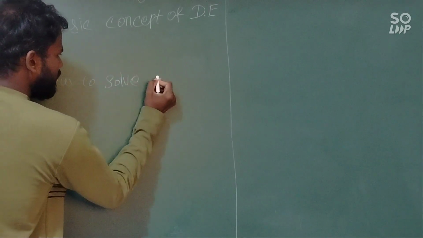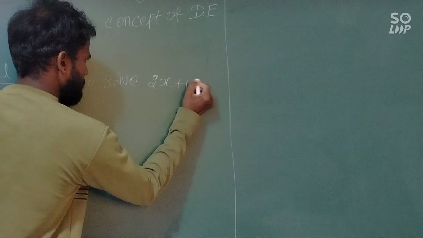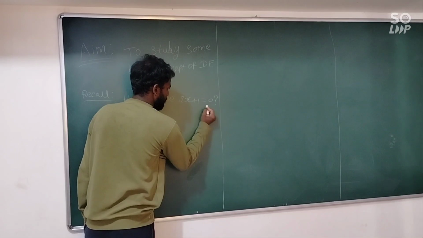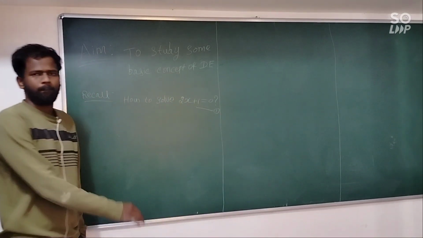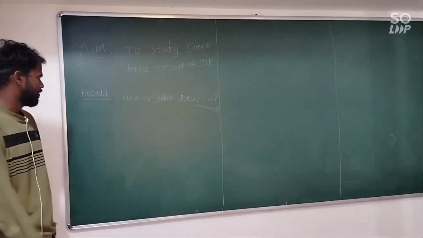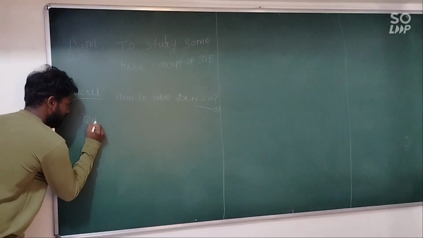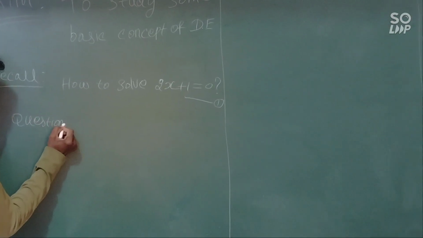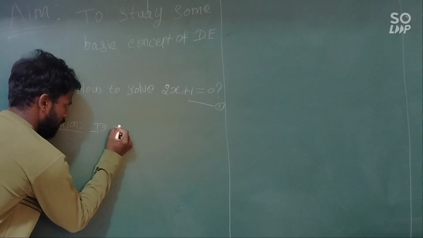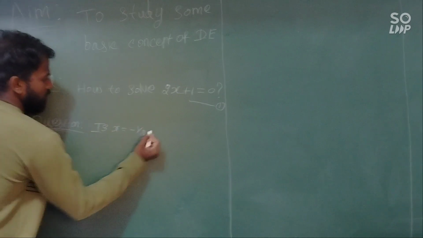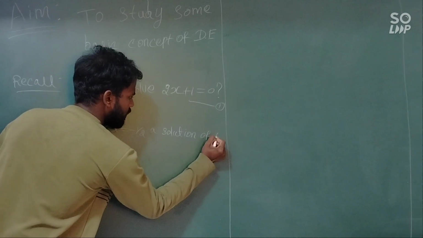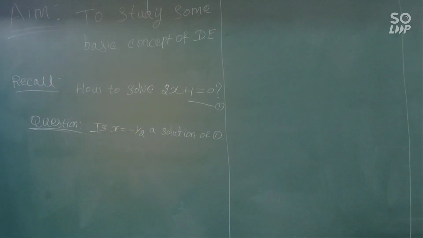how to solve this equation. 2x plus 1 is equal to 0. How to solve? Let's say equation number 1. So I hope all of you must know how to solve this equation. Now the question is, is x equal to minus 1 by 2 a solution of this equation 1? What is your answer?